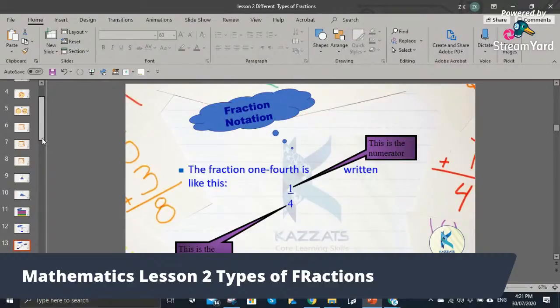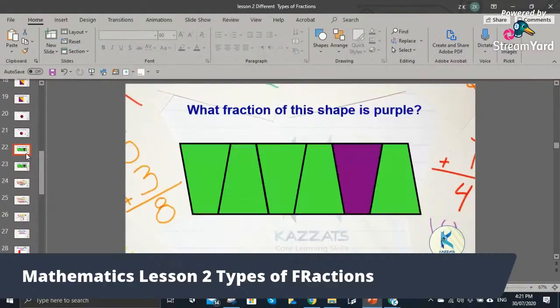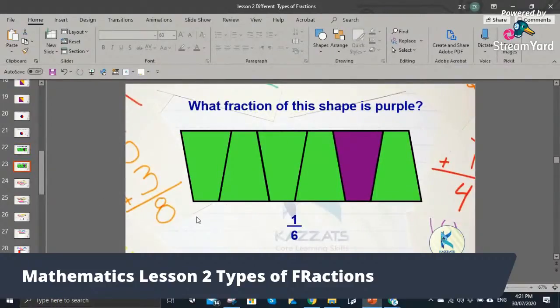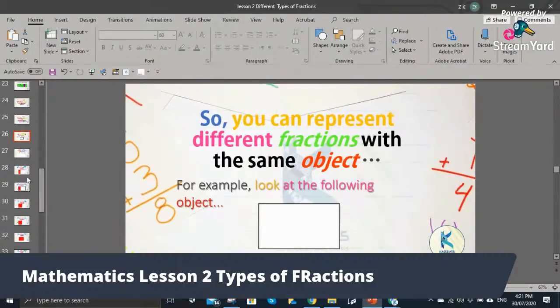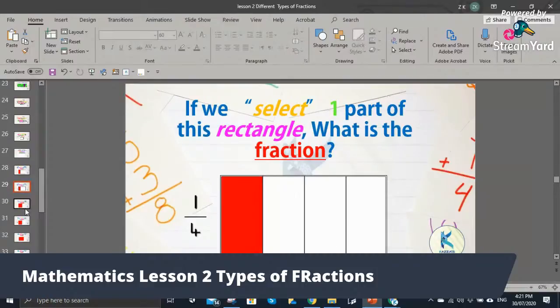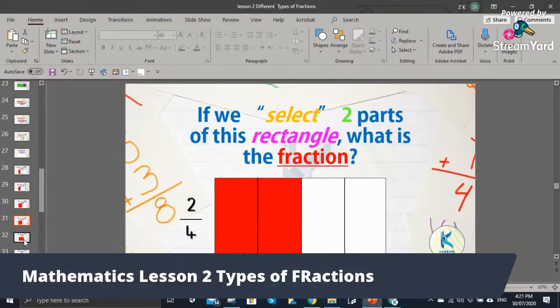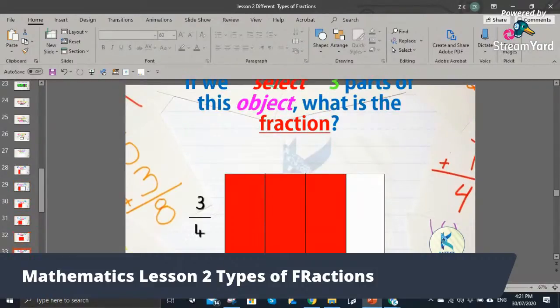Like if the diagram is divided into 6 parts and we are talking about one part, then it is 1 over 6. But in the same diagram, if we are talking about what fraction of this shape is colored, say 5 parts, then it will be 5 over 6. I hope this is clear. Then next, we can draw many diagrams in the same shape, and that is very helpful in comparison, which you will learn in the next class.